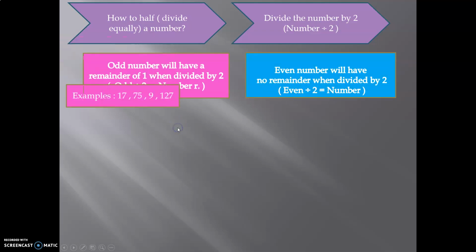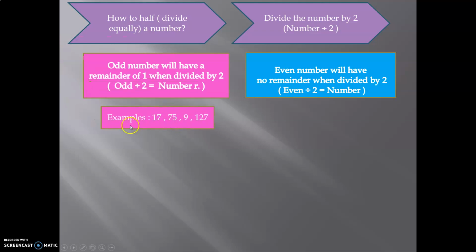Let us see an example. Examples of odd numbers: 17, 75, 9, 127. But examples for even numbers: 16, 76, 10, 128. Let's try to halve the odd number. If we take 9 and divide it by 2, it means I have 9 apples and I want to divide it equally between 2 of my friends.